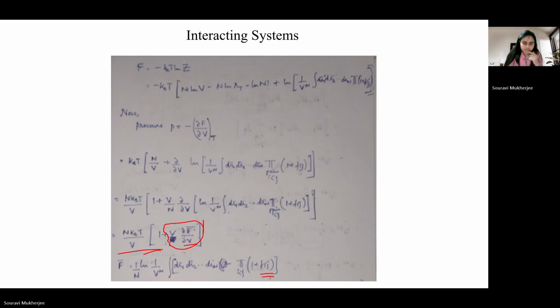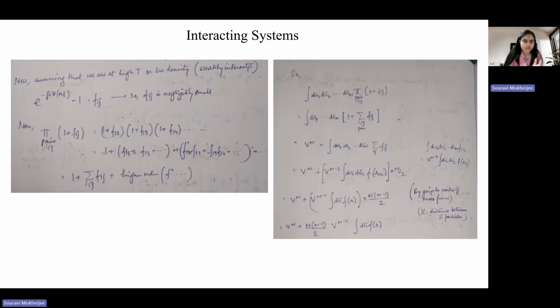Now here what you can do is assume that we are at high temperature or at low densities. That means the particles are weakly interacting. So in that case, Fij is quite small. When you are doing this product, higher order terms you can neglect. You can just take up the first order terms. That means this entire product can be simplified: the product of 1 plus Fij for all the pairs can be written as 1 plus summation over all the pairs Fij. What you can further do is replace this product by this term here.